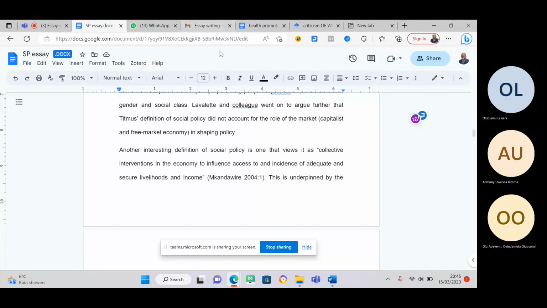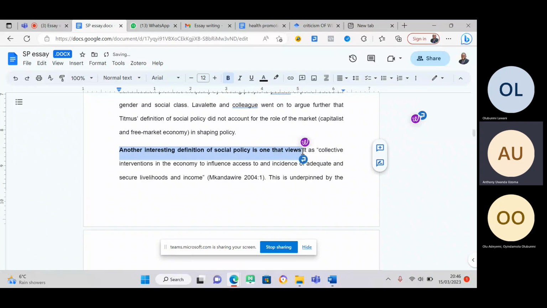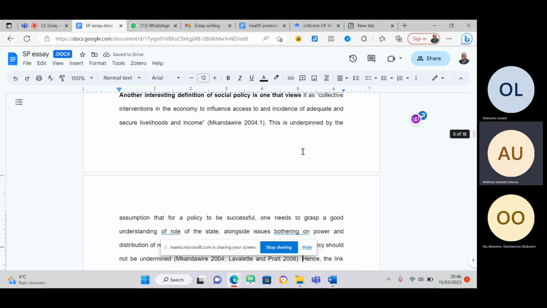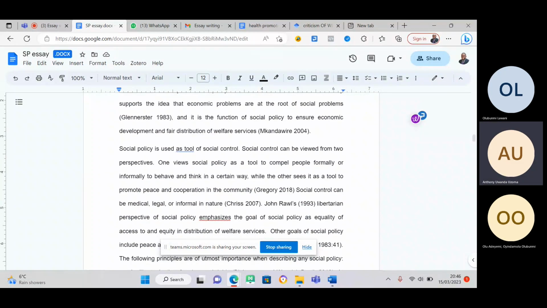If I check the essay on depression, there is little or no critique. So when you have little or no critique in your essay, you're going to get low marks. That is descriptive. So I spent so much time trying to define social policy, which you shouldn't do, and it affected me in terms of managing the sections.